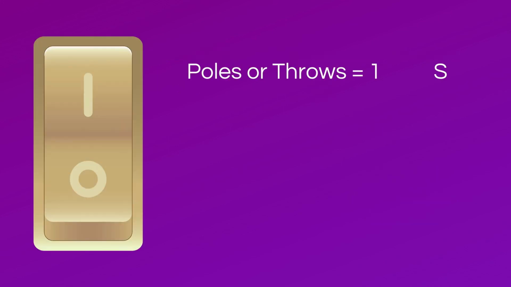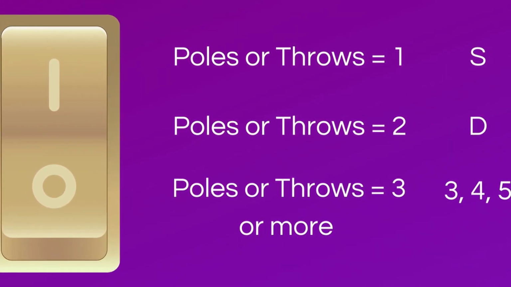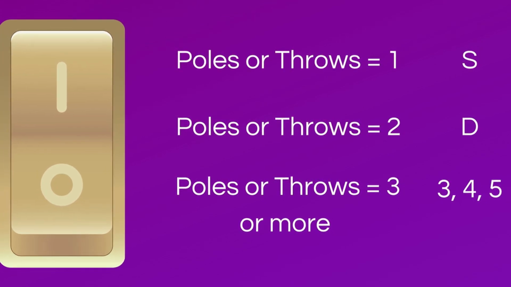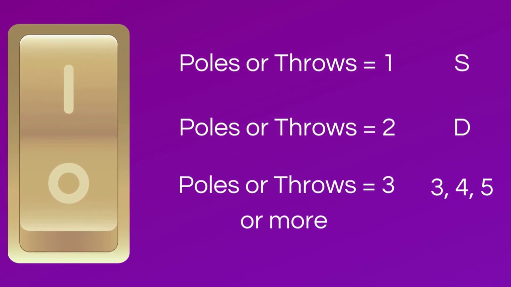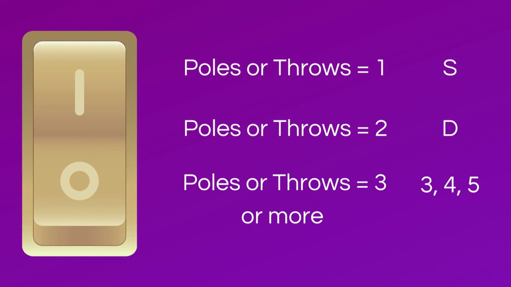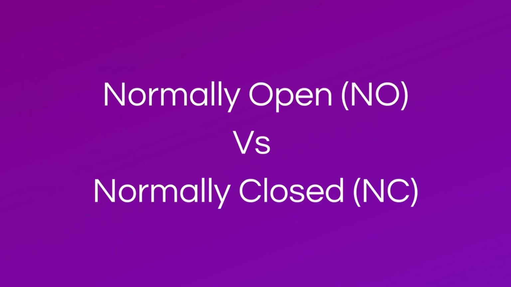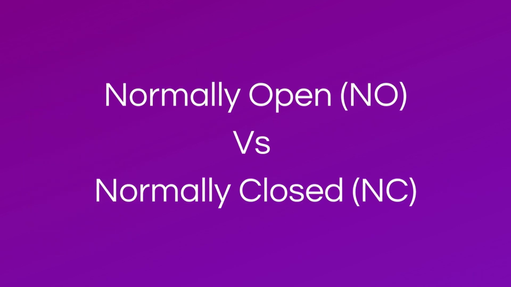When the number of poles or throws equals 1, the letter S, that stands for single, is used. Then when the number of poles or throws equals 2, the letter D, that stands for double, is used. If the number of poles or throws exceed 2, which happens in certain applications, integers, such as 3, 4, or 5, are used to describe them. Examples include single pole single throw, single pole double throw, or 3-pole single throw. Basically, switches can have any combination of poles and throws imaginable.